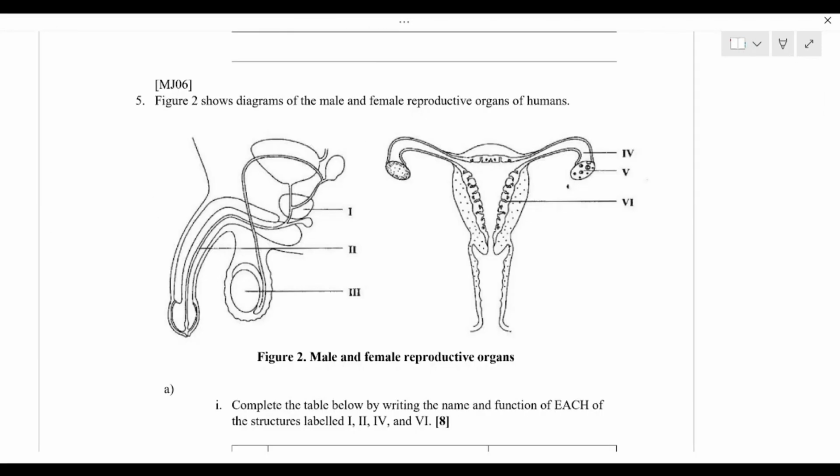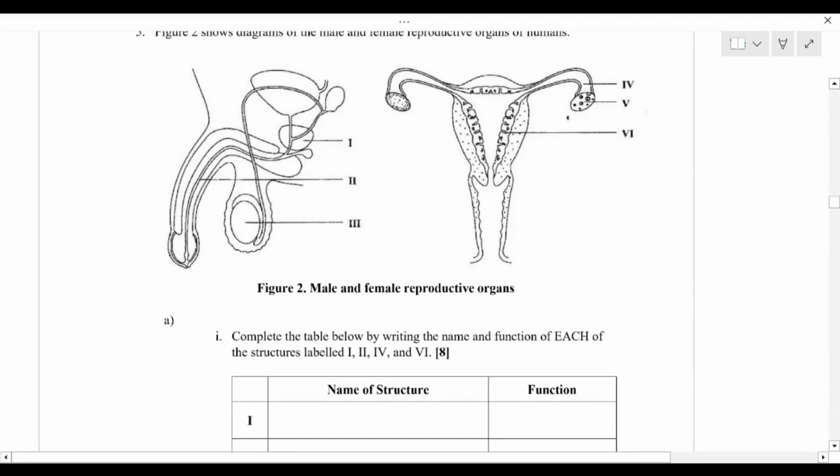The next question is from May-June 2006. Figure 2 shows diagrams of the male and female reproductive organs of humans. Complete the table below by writing in the name and function of each of the structures labeled 1, 2, 4, and 6.